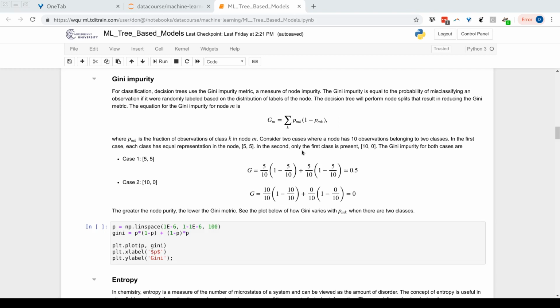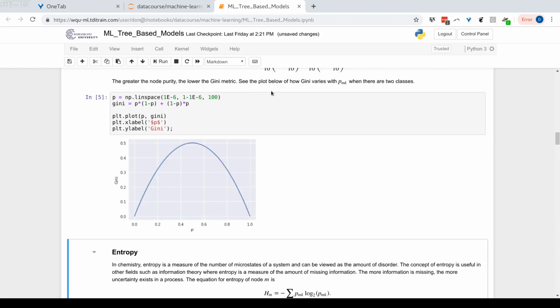Since it's a measure of node impurity, in this situation, this node is pure. This leaf is pure. All the observations that define this node are the same class. There's nothing to pollute it, so it's a pure node. Because of that, the Gini impurity metric will have a value of 0. So if we run the math using the Gini impurity metric, we would see that it has a value of 0.